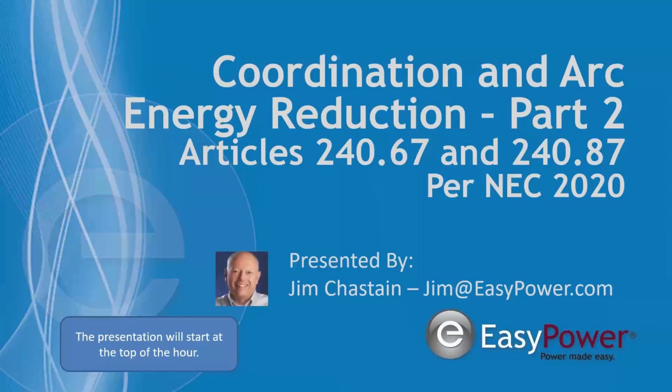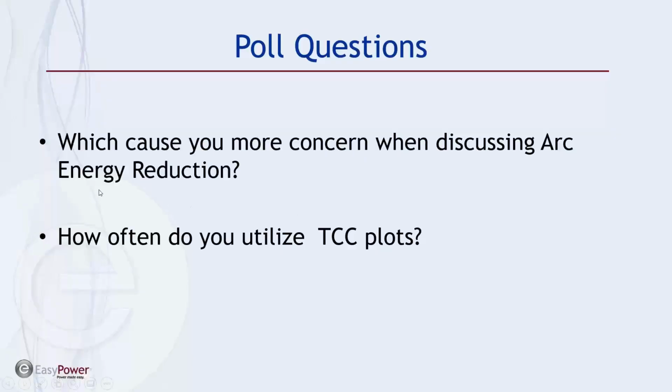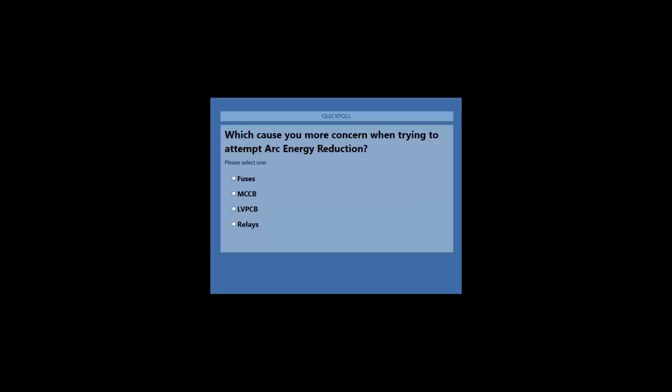Should be fairly well packed with information, and I'll be more than happy to address questions as time allows. I'd like to start with a couple of poll questions. Again, no obligation or liability, but I would appreciate some feedback as to where people stand on the topic. The first question is, which type of device causes you more concern when dealing with arc energy reduction? Just make your entry on the screen.